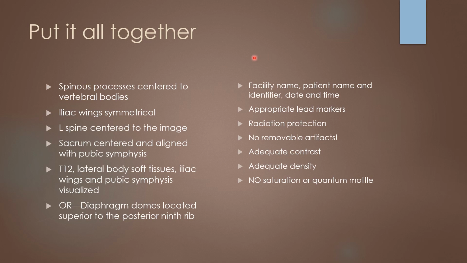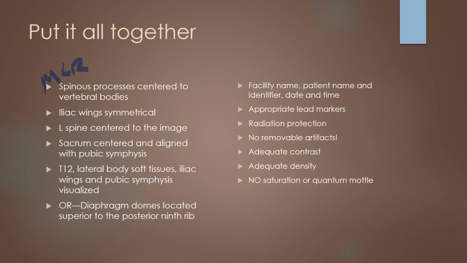If we're going to put this all together, like we talked about, we need to take a look at our image and see how we did. So we're going to look at our spinous processes, and we're going to ask ourselves if they're centered to the vertebral bodies. If they're centered to the vertebral bodies, that means my mid-coronal plane was nice and parallel, meaning my mid-sagittal plane was perpendicular. Are my iliac wings symmetrical? If they are, then my mid-coronal plane was parallel.